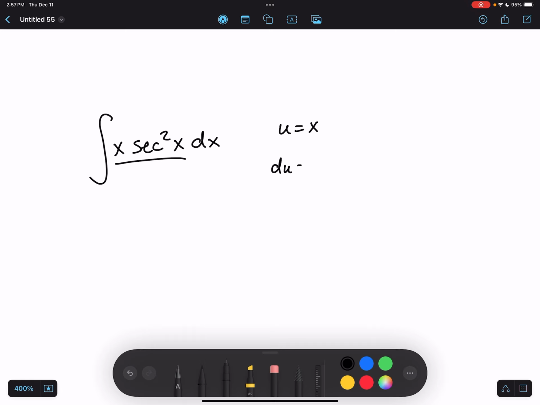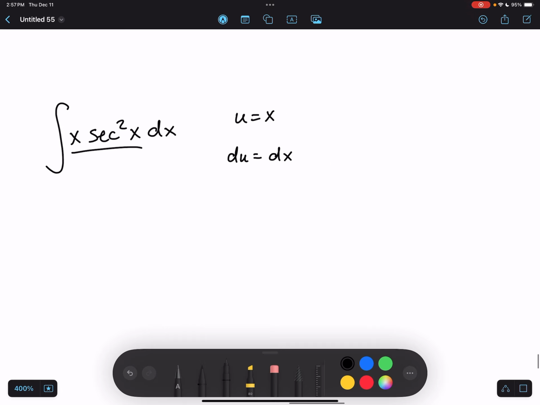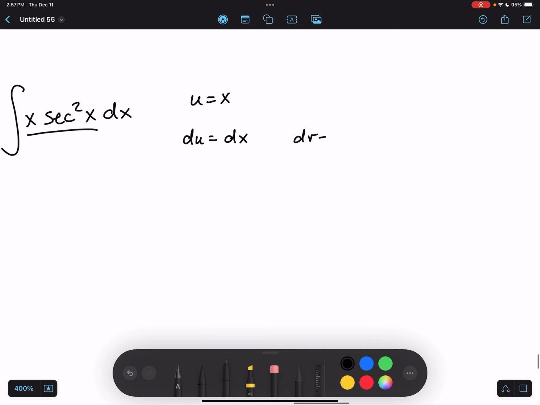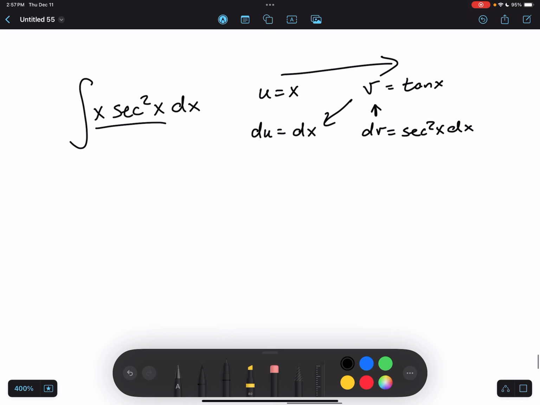The derivative of u in this case is the derivative of x. And then we'll let dv equal secant squared x dx. And that should be fairly straightforward to integrate up to v to get tangent x. Now that we've done that, we can go across the top and down over to perform our integration by parts. And we'll have x tangent x minus the integral of tangent x dx.